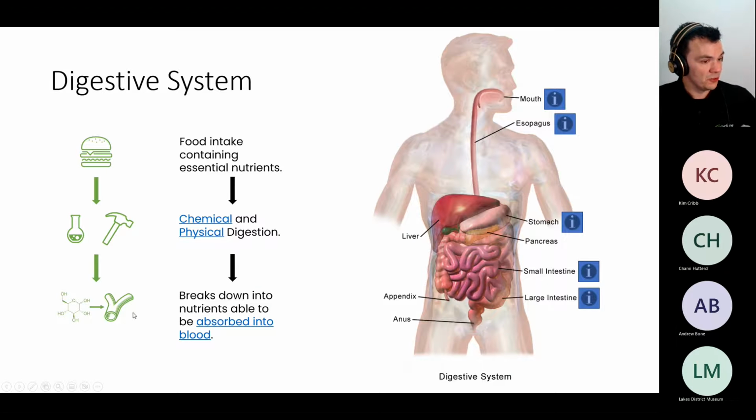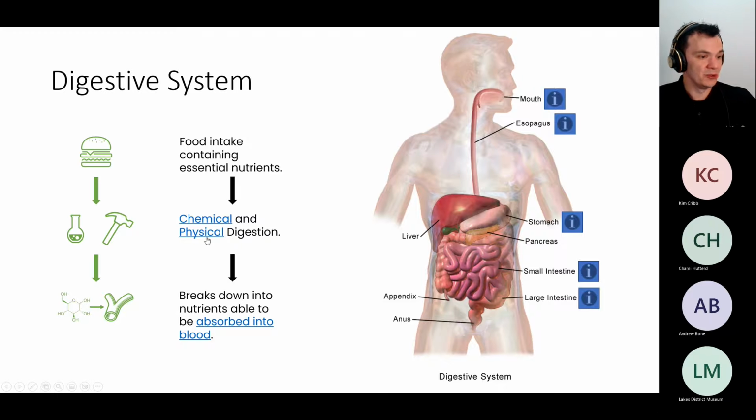So once I've gone to the first slide here, there's a whole lot of links. So I can click on more information about the mouth, or the esophagus, or the stomach, or the small intestine, and also some of these key ideas here. So I've put a key description of the digestive system here. And we've got this dual coding going here: it's taking food intake containing essential nutrients, and it's been broken down through these processes and then absorbed into the blood.